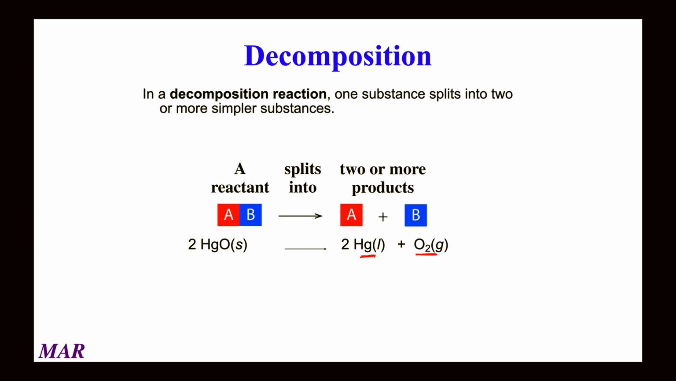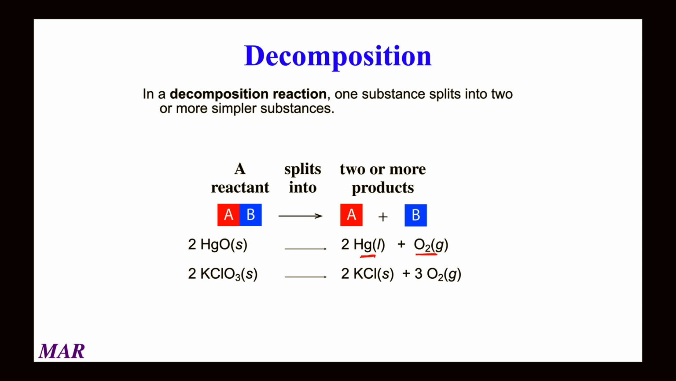Mercury, the element, is not on the diatomic list, so it's by itself. You're going to need 2 mercuries and 2 HgOs. Mercury is a liquid at room temperature, so that's why the little L is right there. Kind of cool. This is the reaction we're going to look at in lab later.